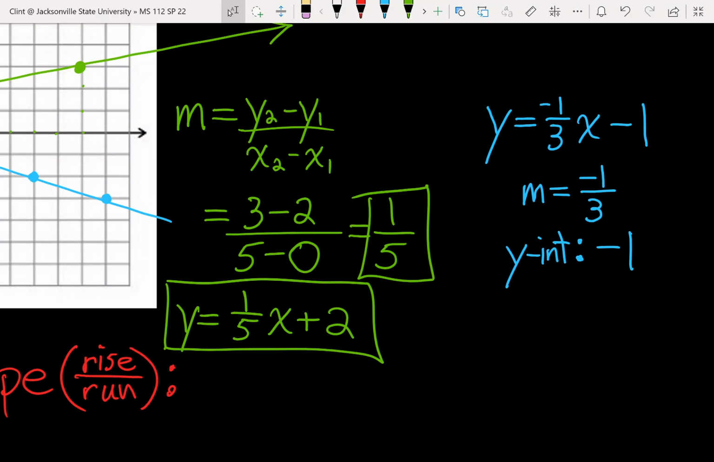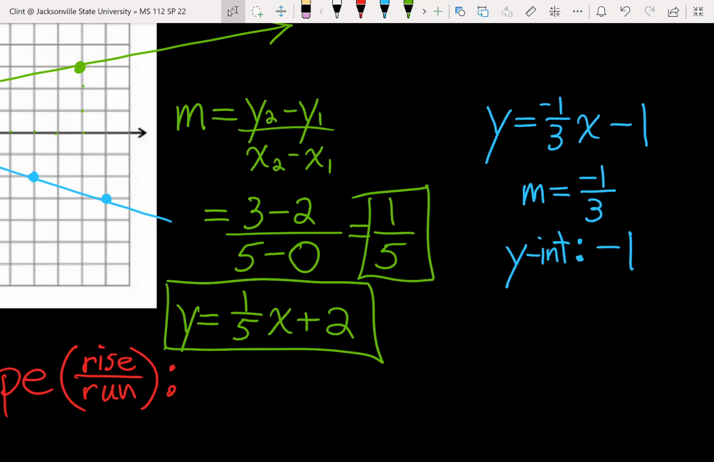So that's one way we can work with the equation of a line, in the slope-intercept form. If you have it in the form where it's y equals and everything's simplified, that's slope-intercept form. In order to come up with the equation of a line, we have to know the slope and the y-intercept to use that form.